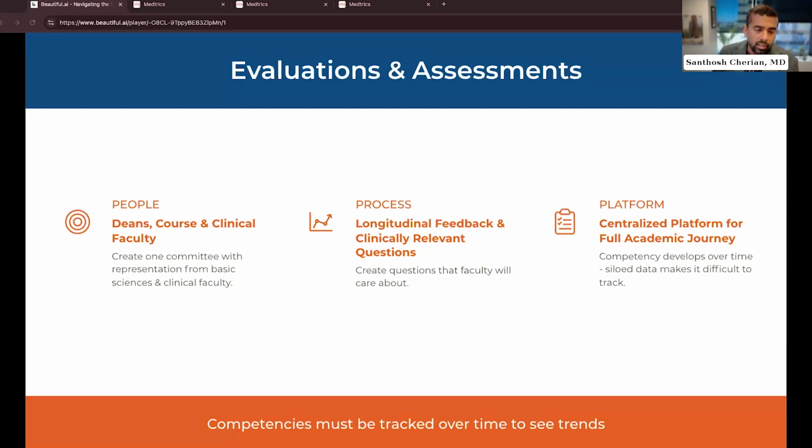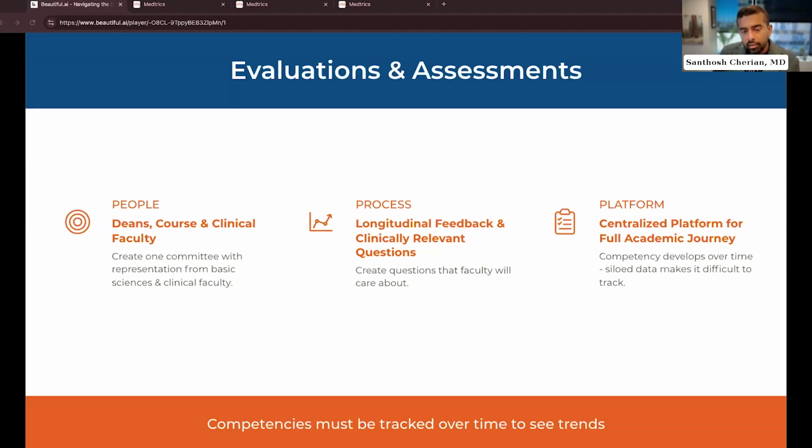And that's why on this first step here, I again emphasize that when you try to do competency-based education management, create a committee that represents both basic sciences and clinical faculty. Competencies develop over time, and it shouldn't be siloed into preclinical and clinical. So this includes deans, course, and clinical faculty members.